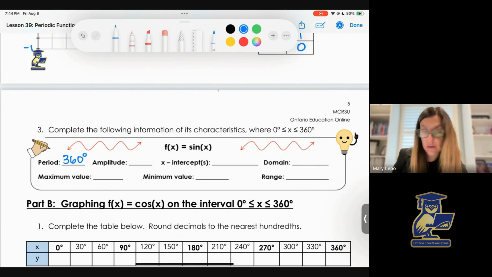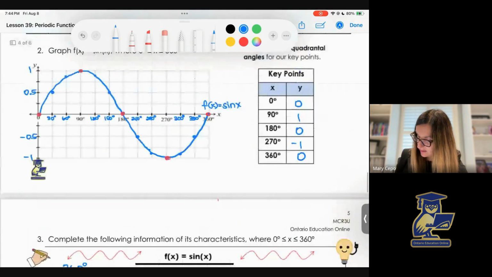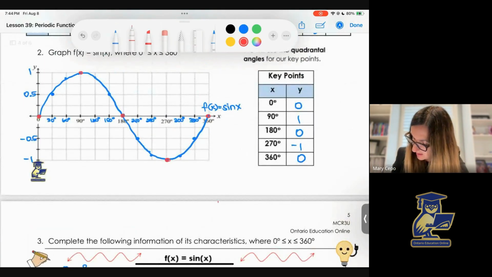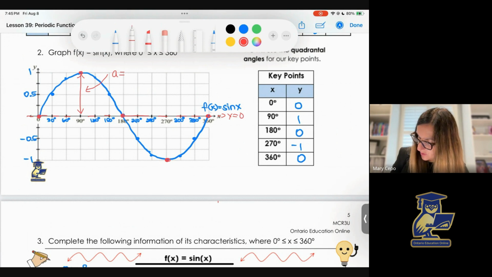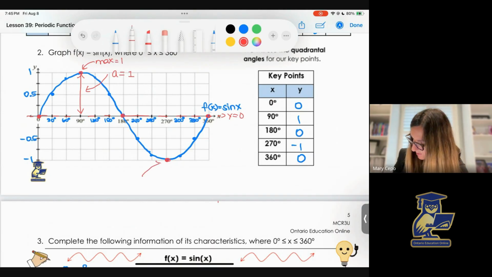One full cycle occurs between 0 and 360. The amplitude, that distance from the equation of axes, the halfway mark, which is y equals 0, would be a is equal to 1. The maximum is equal to 1, the minimum is negative 1. So the peak is 1, the trough is negative 1.